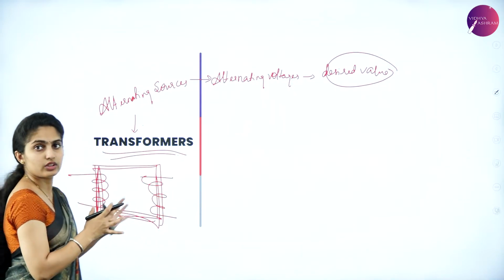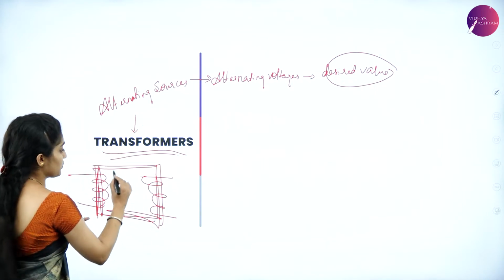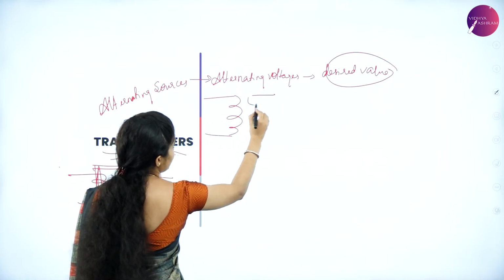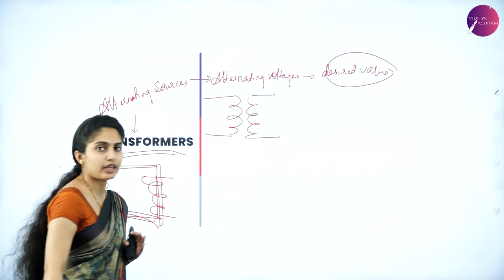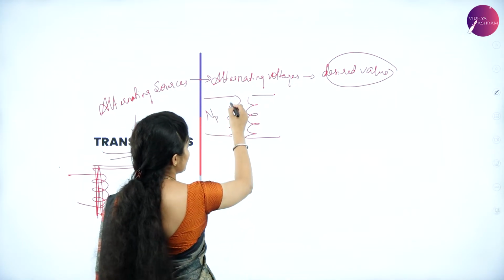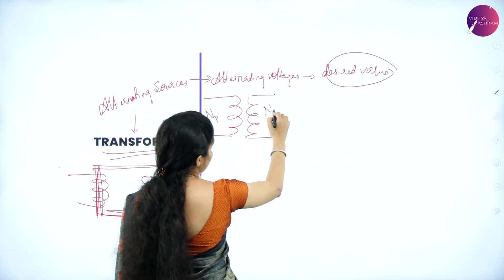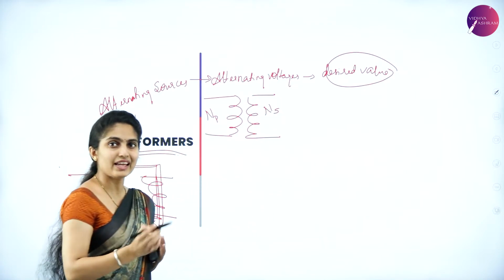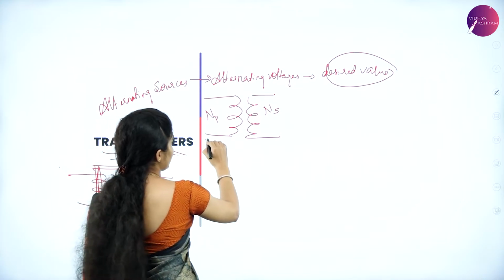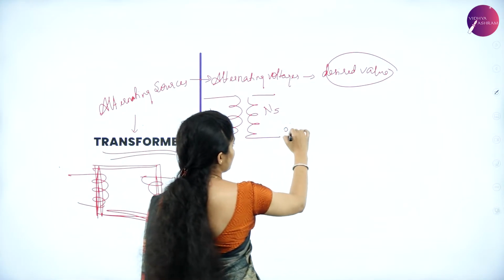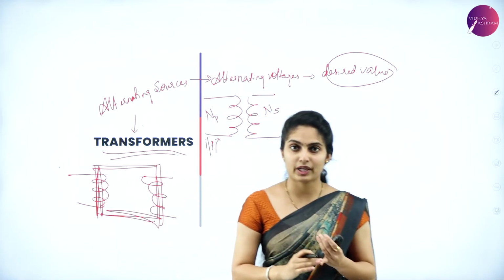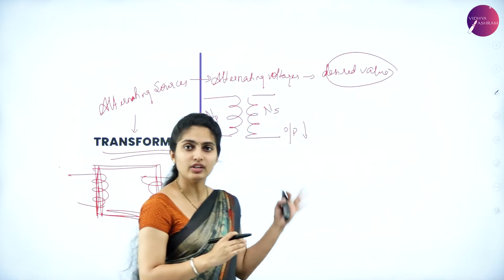So this gives you the depiction of a transformer. Here the same thing can be represented: there are coils, inductors, which induce EMF. The number of turns in this coil is called NP, which means this is the primary coil, and the number of turns in this coil is called NS, which means it is the secondary coil. The input is supplied to the primary end and the output is received from the secondary end.